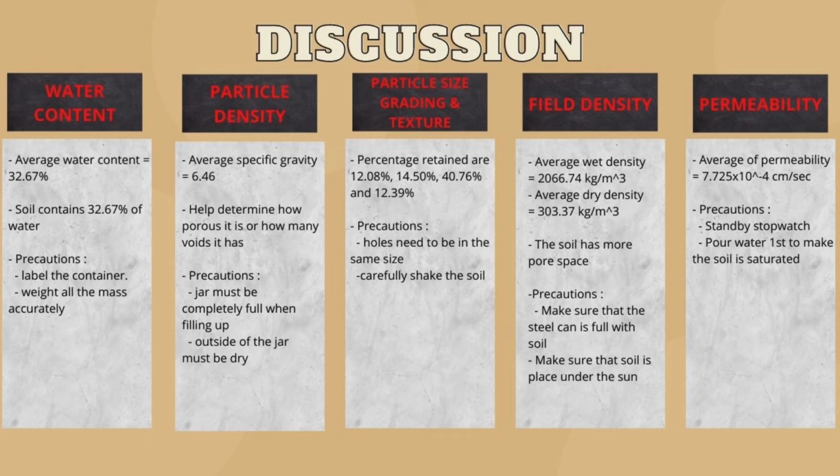The average of permeability is 7.725 exponent negative 4 cm per second. For the precaution, first, stand by the stopwatch and pour water first to make sure that the soil is saturated.